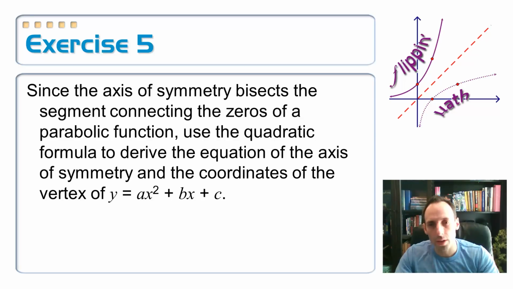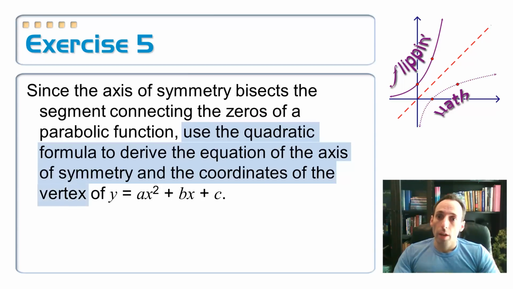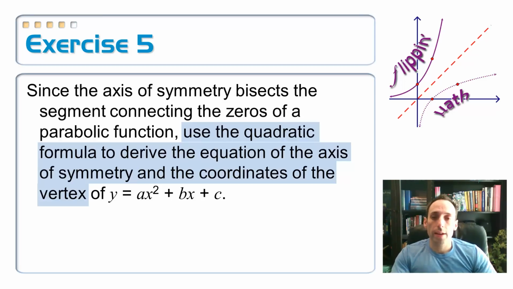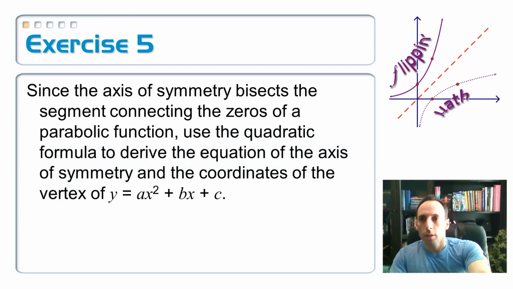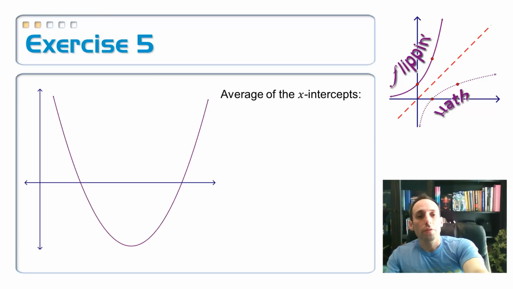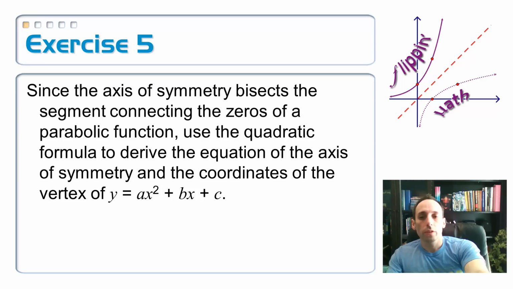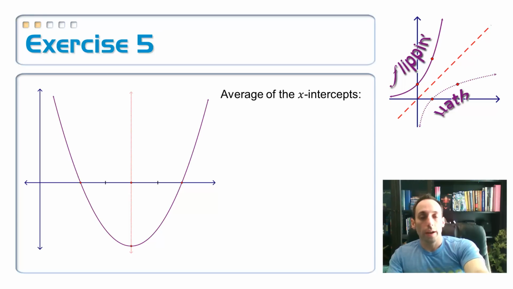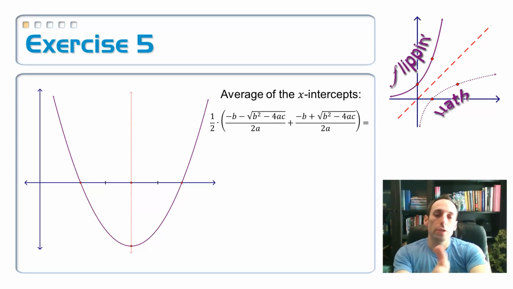Anyway, since the axis of symmetry bisects the segment that contains the zeros of our function, just as we saw in the previous example, we're going to use the quadratic formula so we can find our x-intercepts to derive a formula that's going to give us the x and the y coordinate for the vertex, as well as the equation for the line that makes the axis of symmetry. Okay, so I'm going to take the average of the x-intercepts. How do I get both of the points of the x-intercepts? Well, I get that from the quadratic formula. So given the equation y equals ax squared plus bx plus c, I would just take the average of the two x-intercepts.